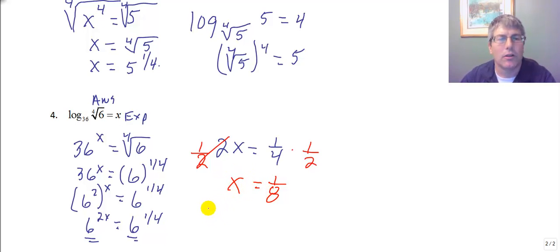So log base 36 of the 4th root of 6 equals 1/8, or 36 to the 1/8 equals the 4th root of 6. So there are some nice sample problems for solving logarithmic equations, and we will see you in class.